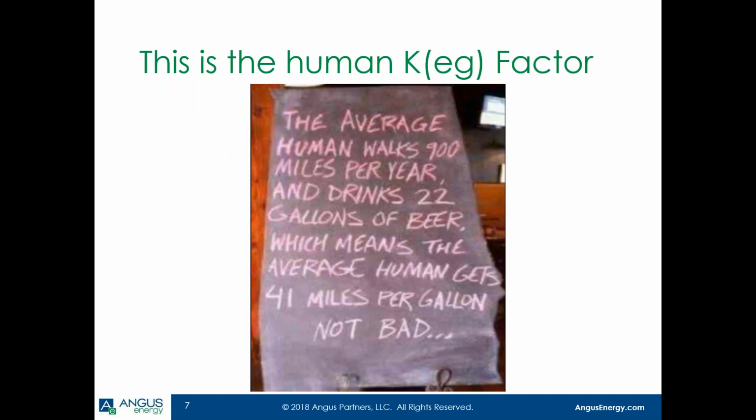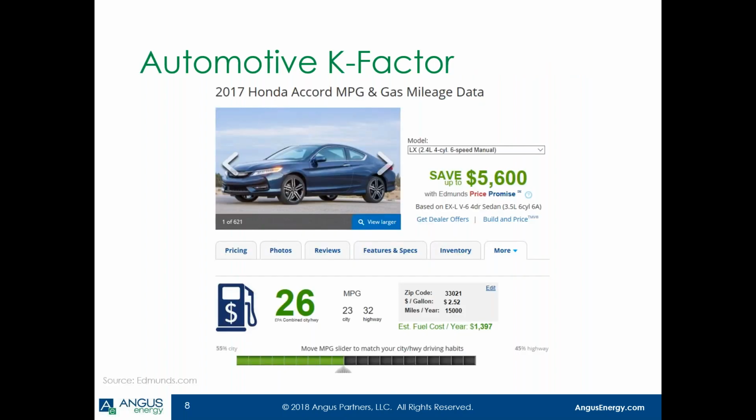So the issue is, this is how we typically look at life. The human K factor, I thought this was cute. The average human walks 900 miles per year and drinks 22 gallons of beer, which means the average human gets 41 miles per gallon. Not bad. If that was all true, it's a funny one, but it is kind of how we look at life ourselves. What are our issues? So let's take a look here.